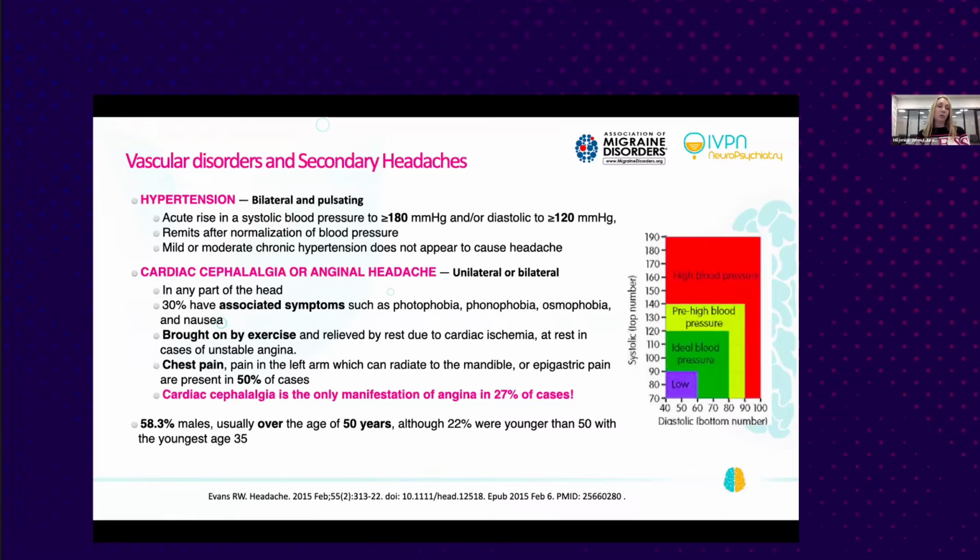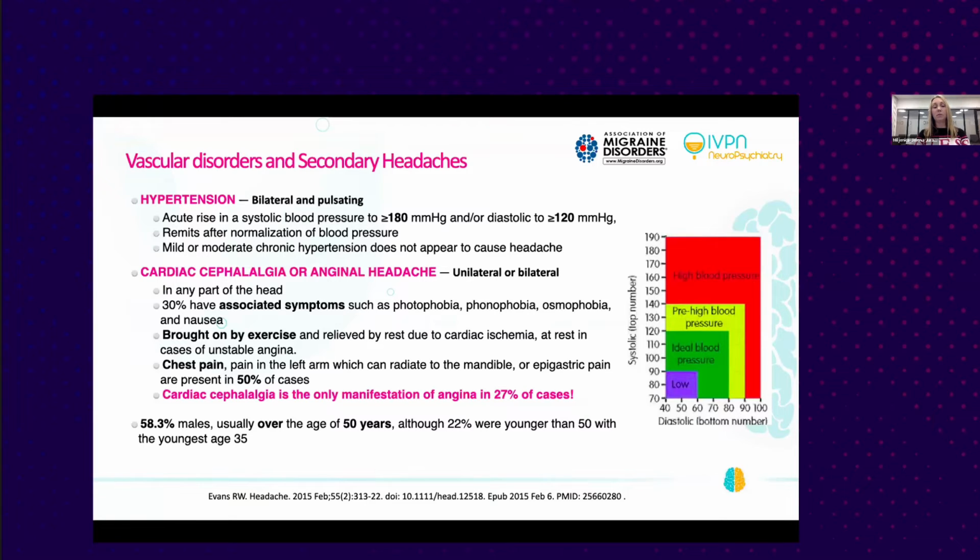Other vascular disorders, now leaving the CNS disorders, are like hypertension. So which hypertension is very important? Well, if your blood pressure is over 180 over 120, then you can expect a bilateral and pulsating pain that is migraine mimic-like. Or you can have an anginal headache, which means it could be either unilateral or bilateral, again with associated symptoms in a third of the patients. It could be brought on by exercise and relieved by rest.